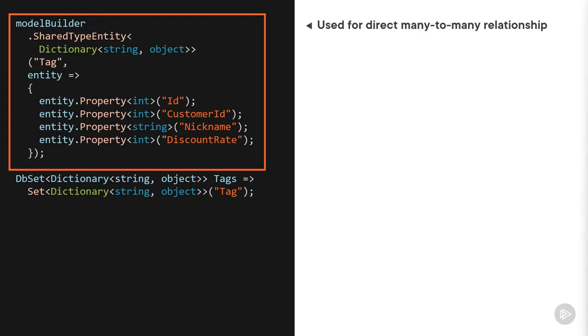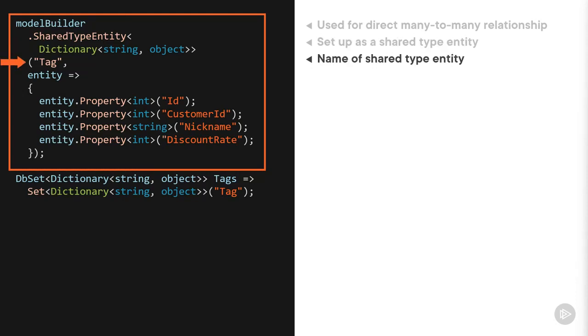Property bags are also set up in the OnModelCreating method of the database context, and it's done by defining a shared type entity like we see in the code here. And once again we see that the type for the indexer property is set up to be a dictionary of string and object. The first parameter to the shared type entity method is the name of the entity that we would like to define. In our case, we call it Tag.